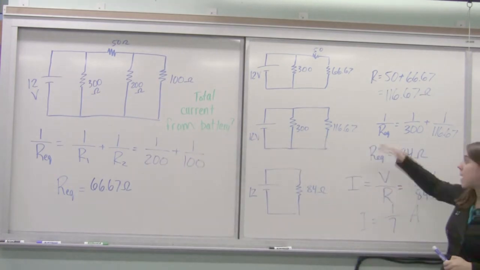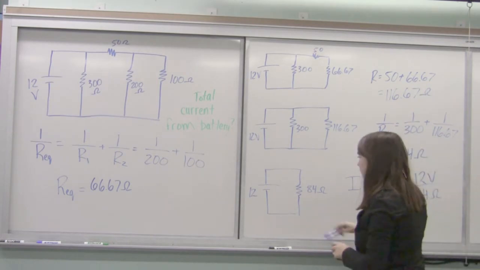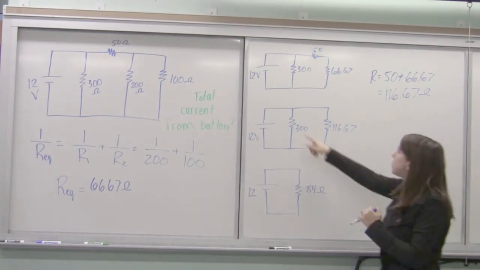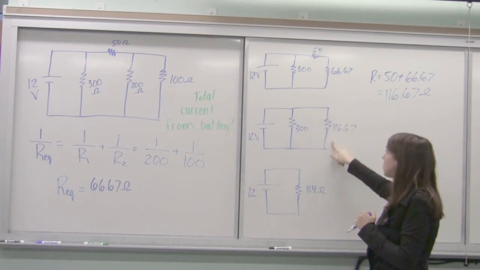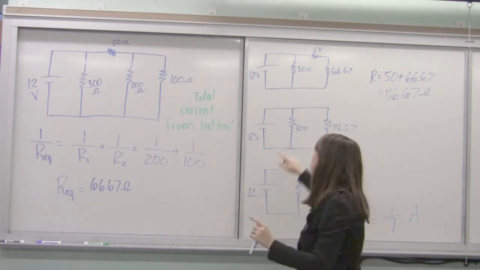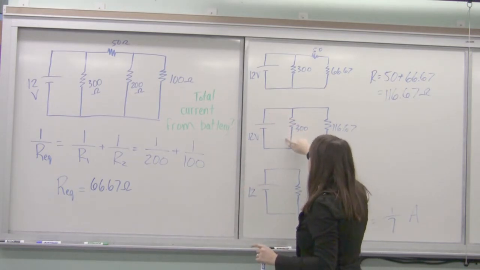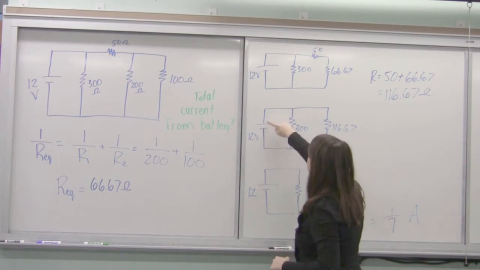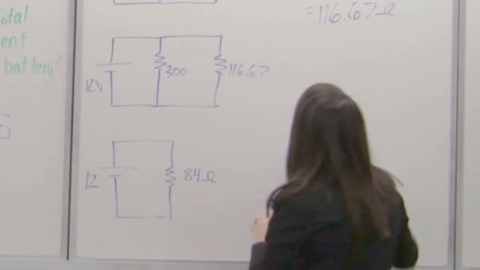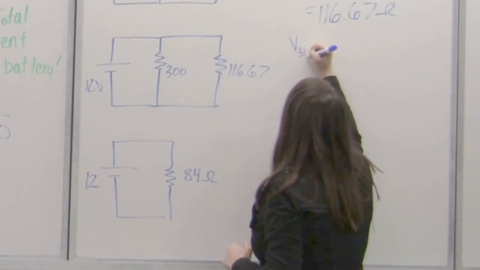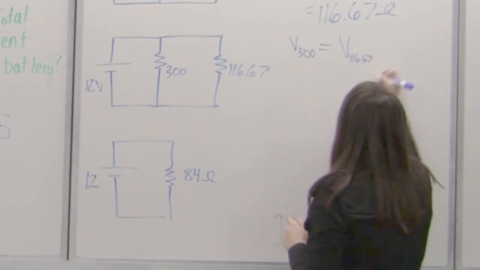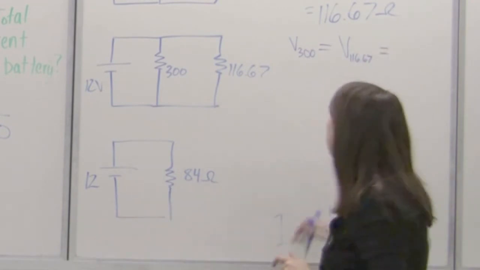So I'm going to work my way backwards through these circuits, and I'm going to be sort of erasing as I go. For this circuit here, I know the voltage drop across this resistor has to be equal to the voltage drop across this resistor. In any closed loop, there has to be this balance of voltage. So if I go up 12 volts here, I have to go down 12 volts here to get back to my starting point. Same thing in this closed loop, I go up 12 volts here, I go down 12 here, gets back to my starting point. So the voltage through the 300 is equal to the voltage across the 116.67, which is equal to 12 volts.